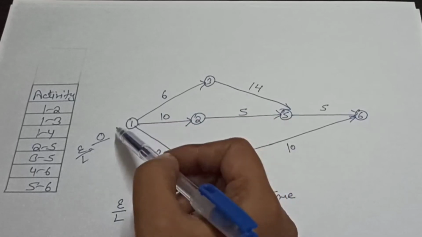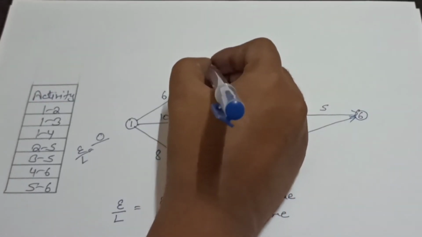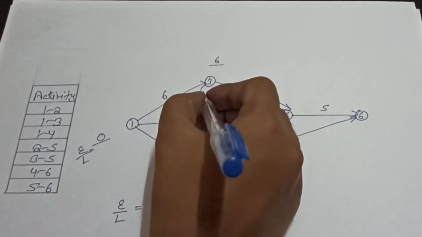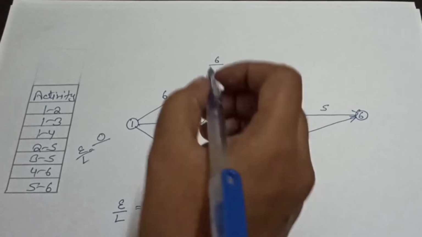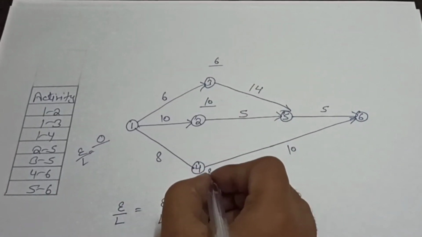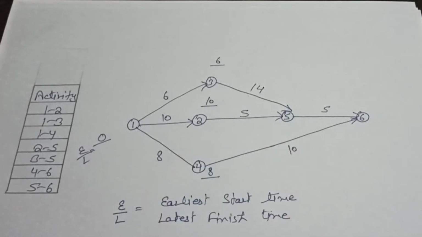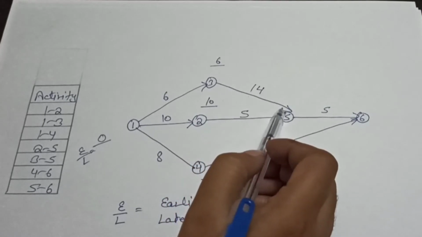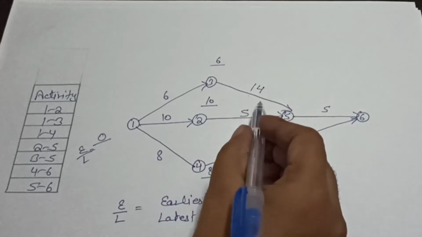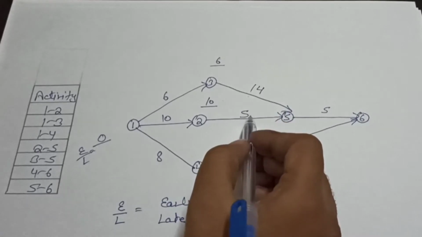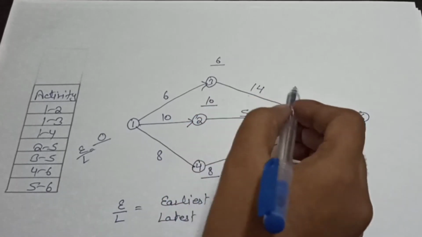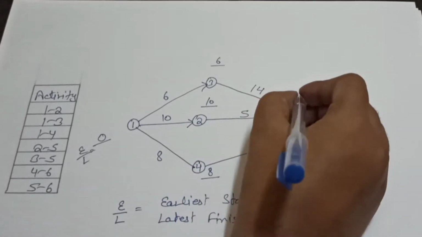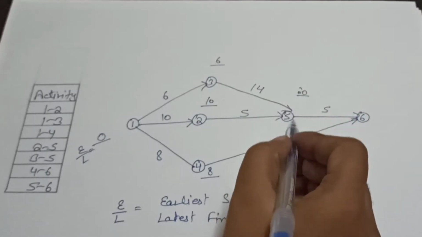Then for this node, 0 plus 6. 6 is the E value for this node. Then for this, 0 plus 10. 10 is the E value for this node. Then 0 plus 8. 8 is the E value for this node. Now we will find the E value for this node. As you can see, here we have two activities, 3 to 5 and 2 to 5. So we will select the maximum of both. 6 plus 14 is equal to 20. 10 plus 5 is equal to 15. So 20 is the maximum. We will write here 20 as our E value.